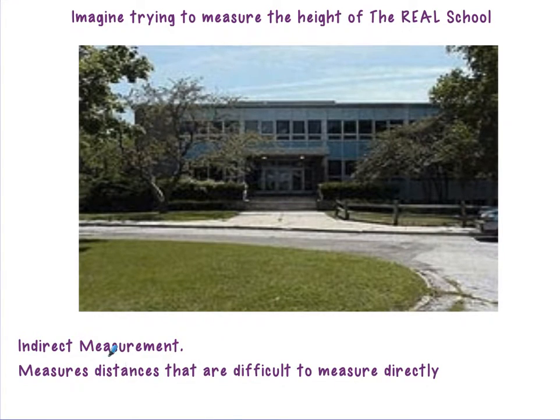So you have the word indirect, which tells you that it's not happening directly. If we say it's happening directly to something, it's happening right then and there, it's happening to that piece. But if we're doing indirect, we're not necessarily measuring this, we're measuring something else to help us measure the building.